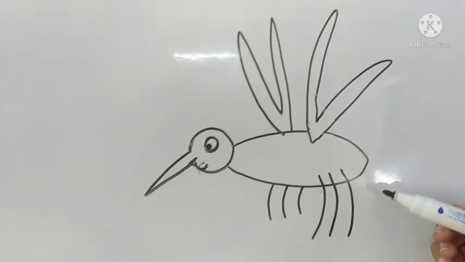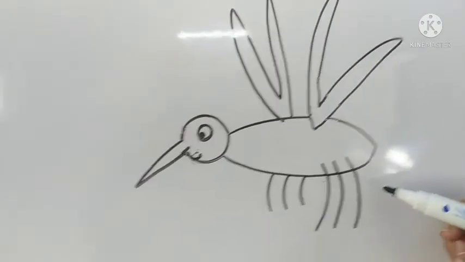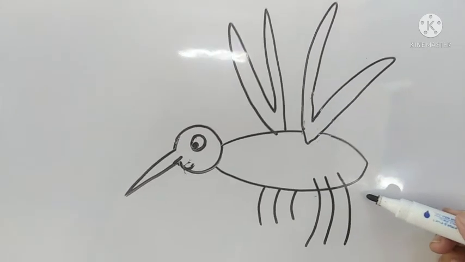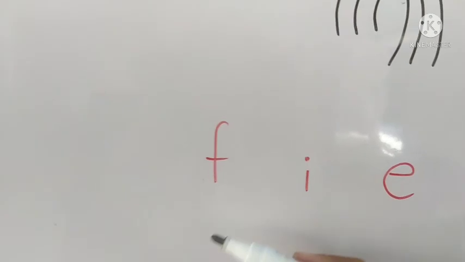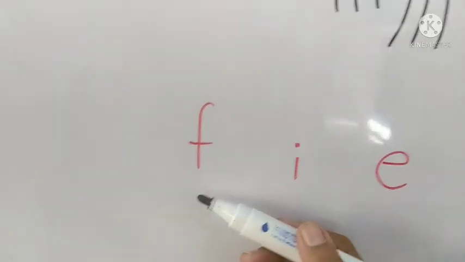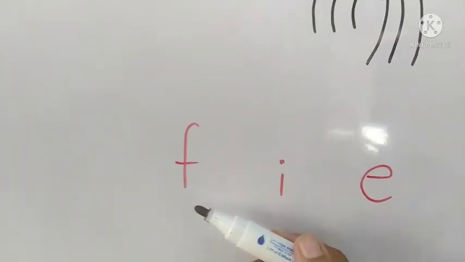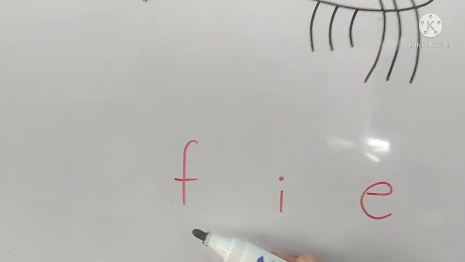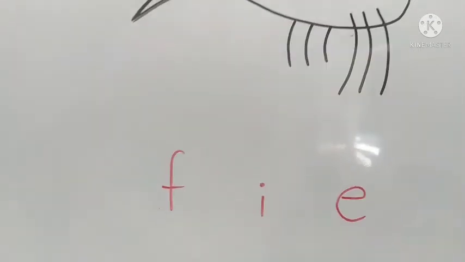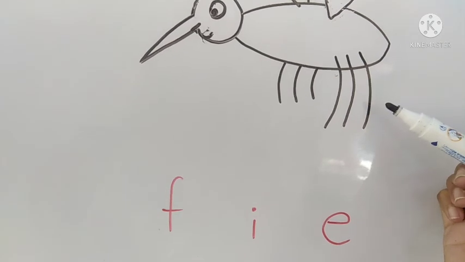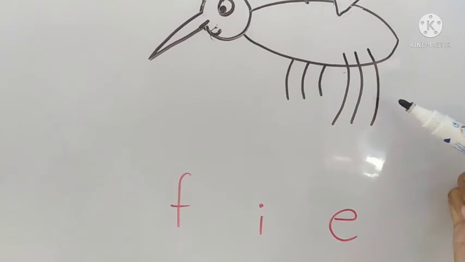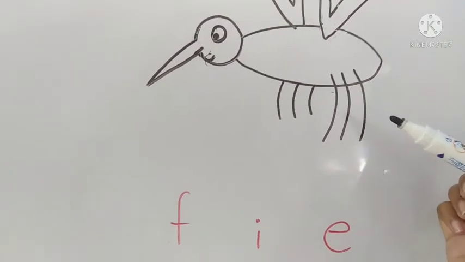Can you guess which picture is this? This is the picture of an insect. So we will find the I sound from these letters. Dear kids, this is F and it is not the initial sound of insect. Look, try to identify I, insect.